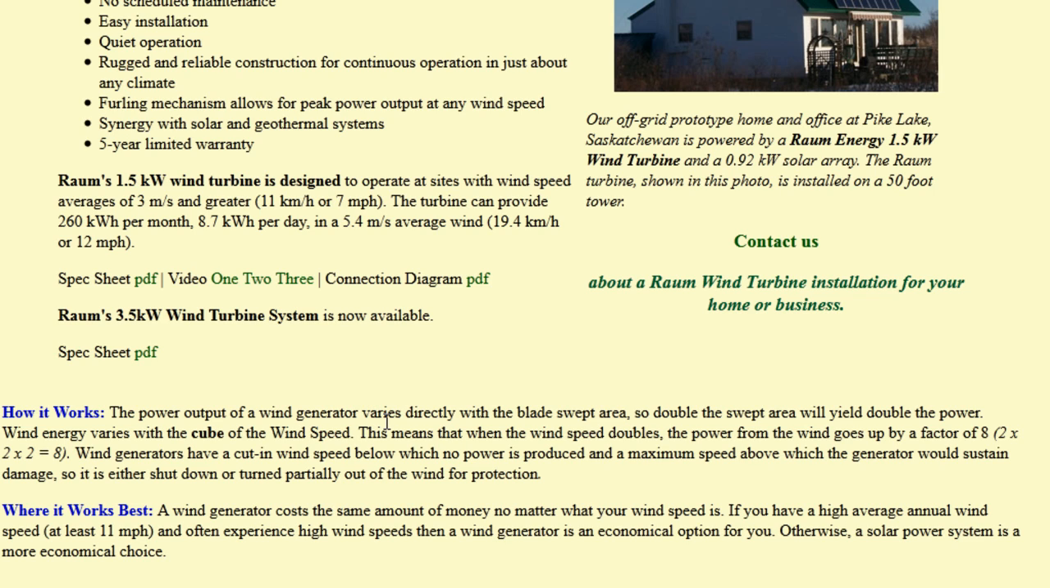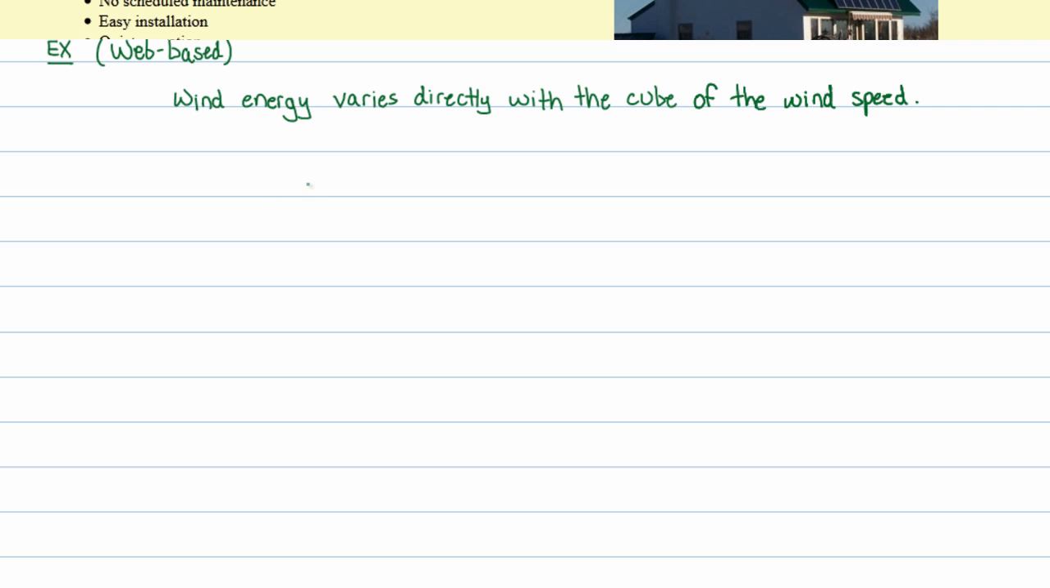So let's go ahead and use that information to create an equation. I quickly just wrote down the information they gave me. I'll let E equal the wind energy; varies directly with means equals some number times the cube of the wind speed, and I'll let S equal the wind speed there. So the energy equals some number times speed cubed.